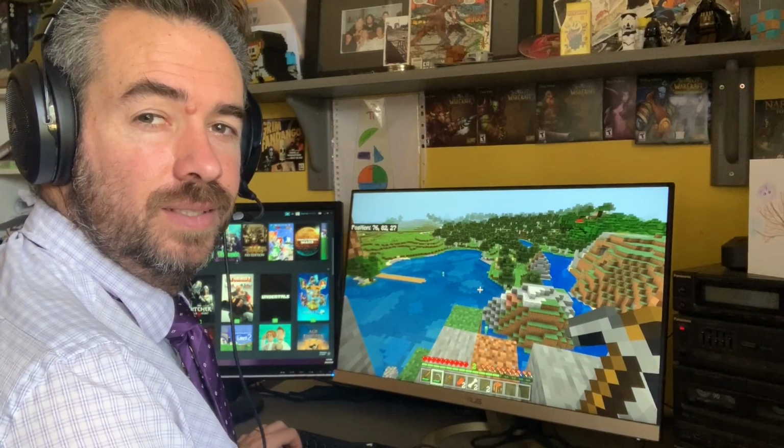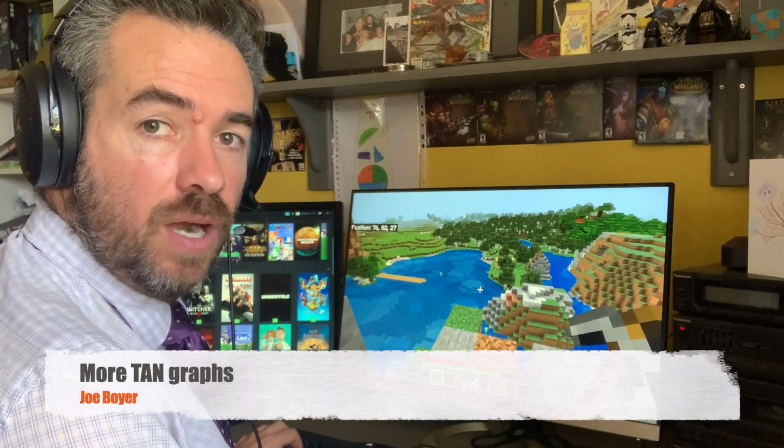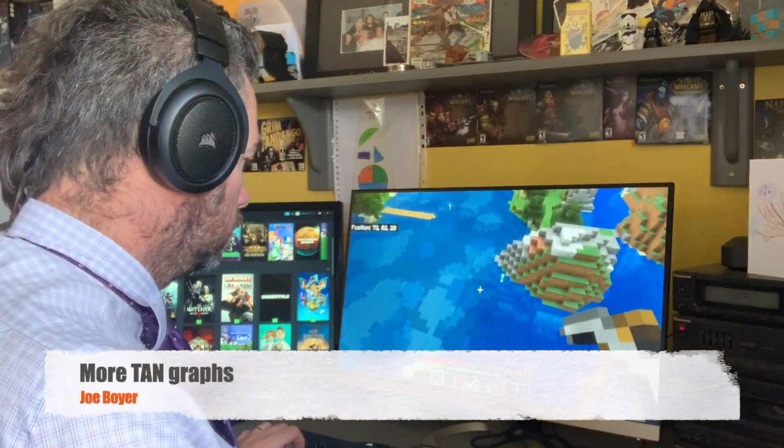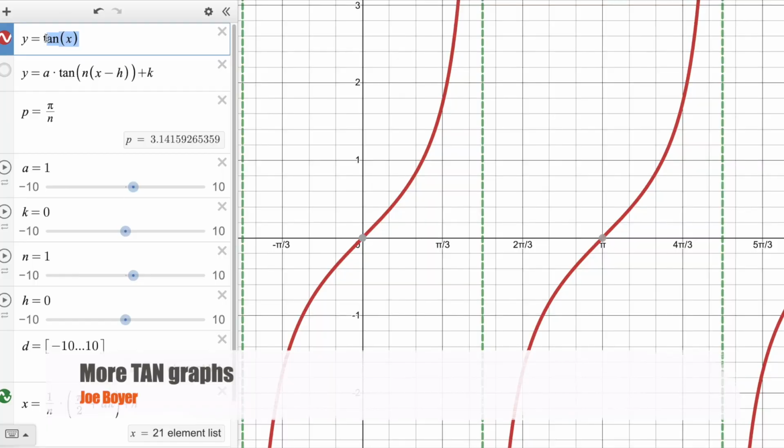Oh, hello. Today's topic is more tan graphing. So it's time to take another look at the tan graph so that we can start sketching them.